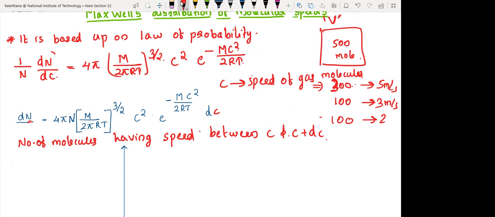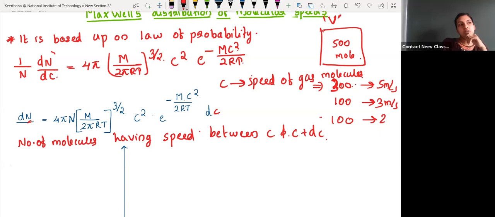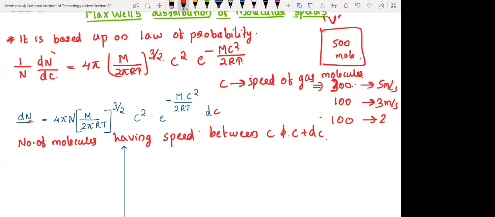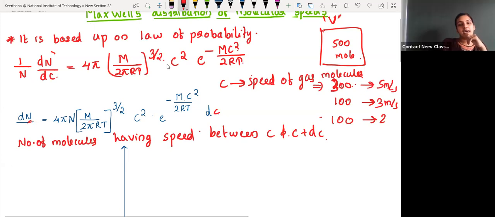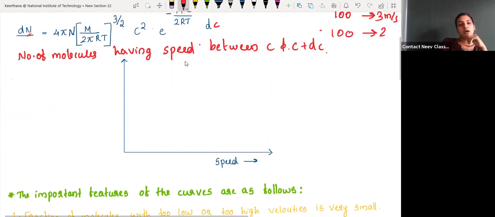But different molecules have different speeds, right? Yes, different molecules will have different speeds. So which molecule is it? Based upon that, we are going to draw this curve.